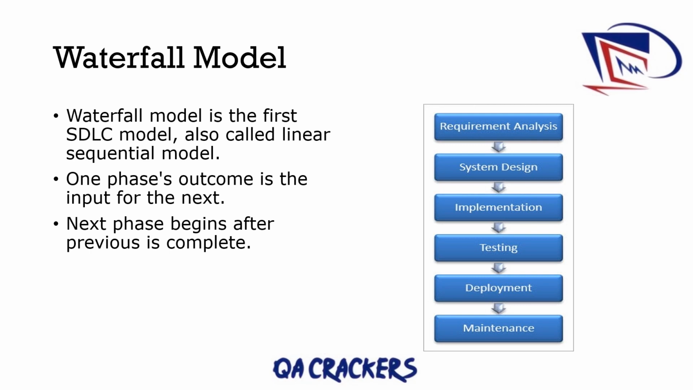Waterfall model. It is the very first model used in SDLC. It is also known as the linear sequential model. The outcome of one phase is the input for the next phase. Development of the next phase starts after the previous phase is complete. Requirements are gathered and analyzed before starting system design. The SRS document is the requirement phase output and is fed into the system design phase. In this phase, architecture and design documents are produced as input for the next phase.